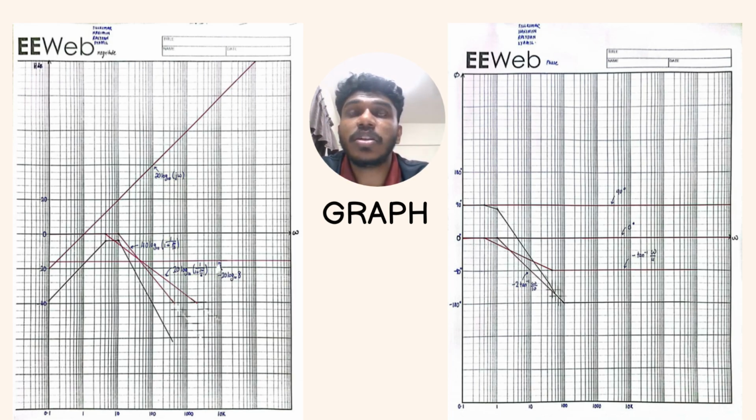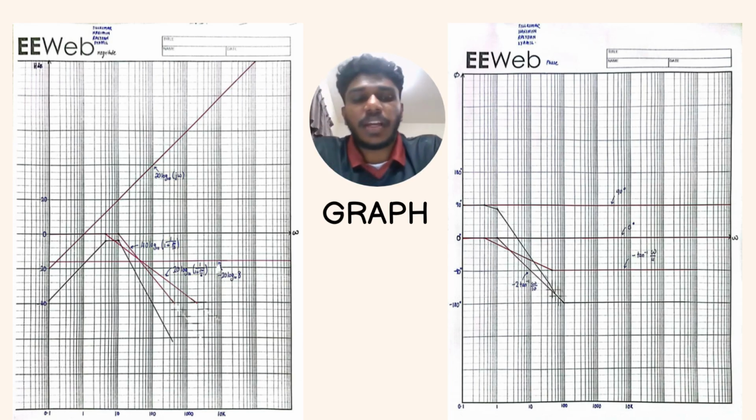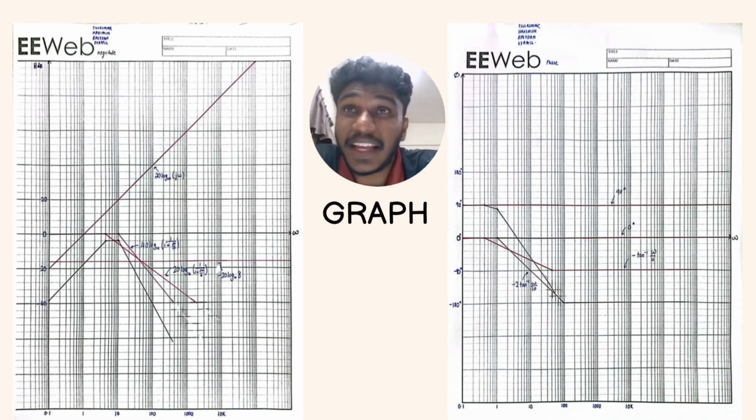So when two zeros are cutting down, we can see that it's cutting down at omega 4 and omega 10. So both will be 0. And then the straight line will be negative 8, because of the 8 decibel.